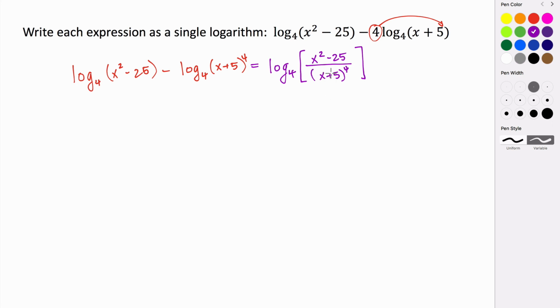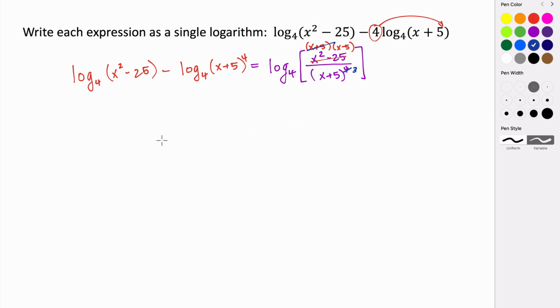This can actually be simplified because we know that x squared minus 25 can factor to be x plus 5 times x minus 5. And we can actually get some canceling to happen. So one of these x plus 5s can cancel with one of them in the denominator. So when we do that, there will only be 3 powers of x plus 5 left in the denominator.